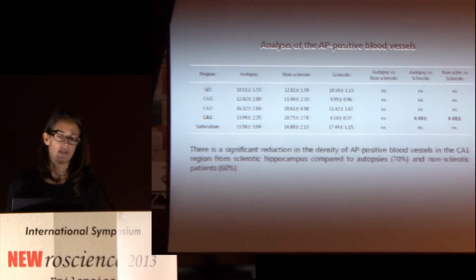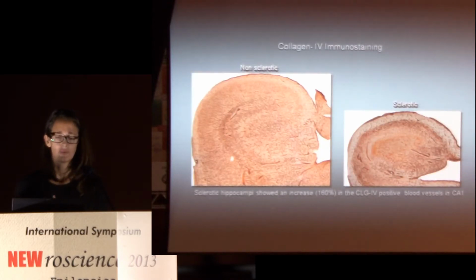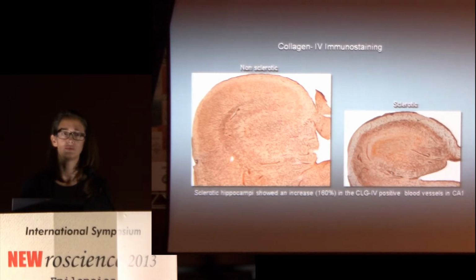So we quantified the AP-positive blood vessels in the sclerotic tissue, in the non-sclerotic tissue, and in the autopsy tissue, in the different regions of the hippocampus, and we found a significant reduction in the density of AP-positive blood vessels in the CA1 region from sclerotic hippocampus compared to autopsy, about 60 or 70%, and compared to non-sclerotic patients. So we also wanted to know what happened with the previously reported increase in blood vessels.